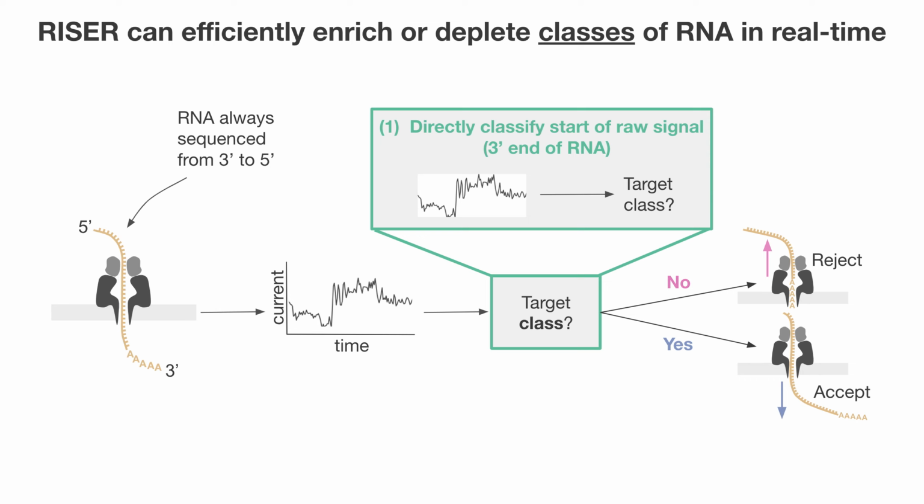Since RNA is always sequenced in the 3' to 5' direction of the molecule, the start of the nanopore signals always correspond to the 3' end of RNA. The RISER decision therefore relies on being able to distinguish between the 3' ends of different RNA classes.